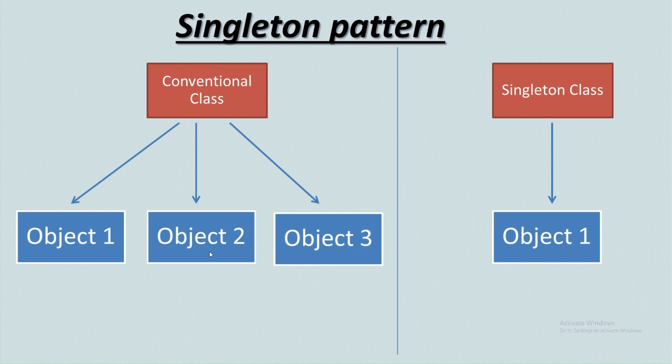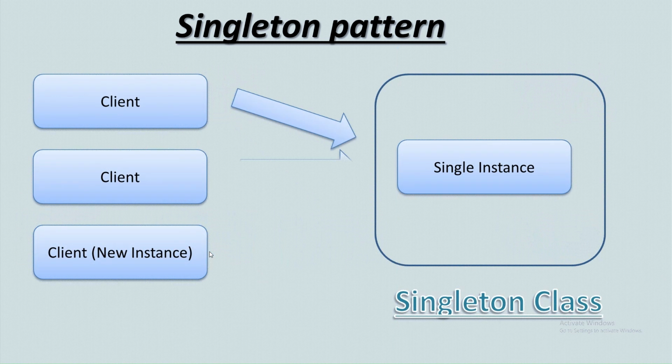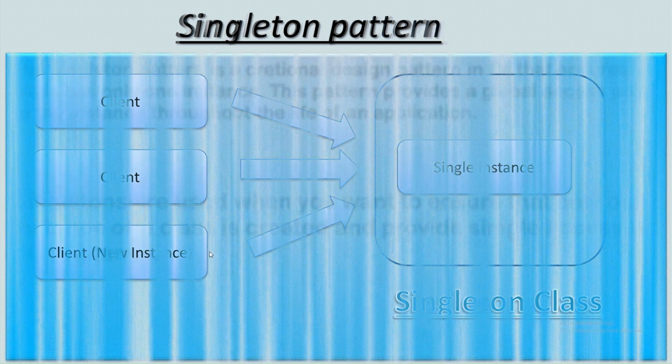That object is accessible to a client to access the members of the singleton class. It only creates one object in its lifetime, and that object can be used to access the members of the class. Look at this example. We have three clients, or you can say three users, who are trying to access the singleton class. They will have to pass through one single instance, which will initialize the class, and they can access the members.